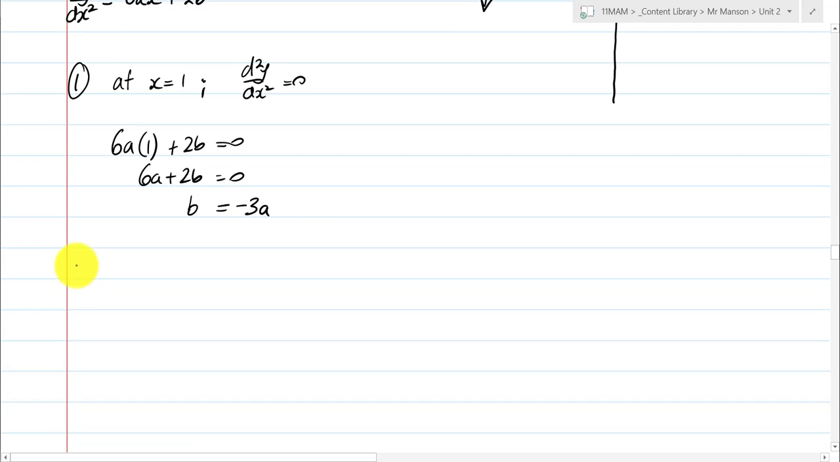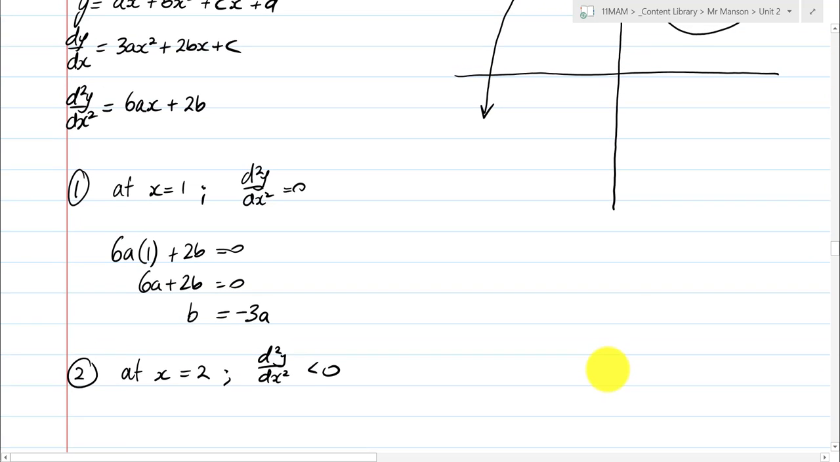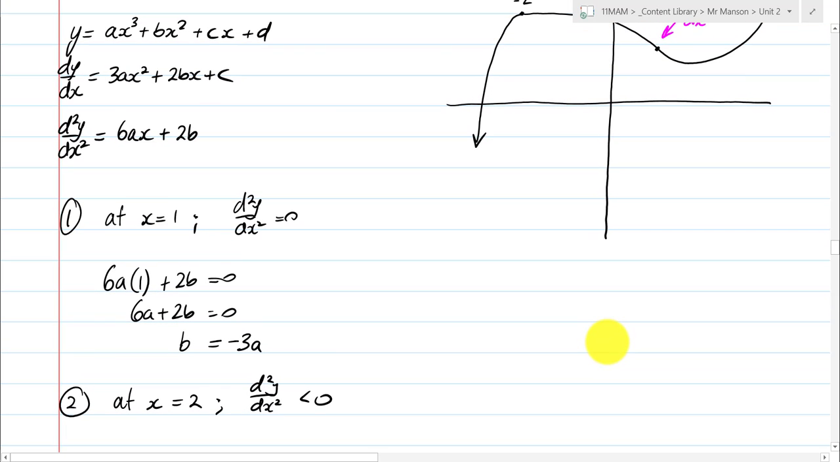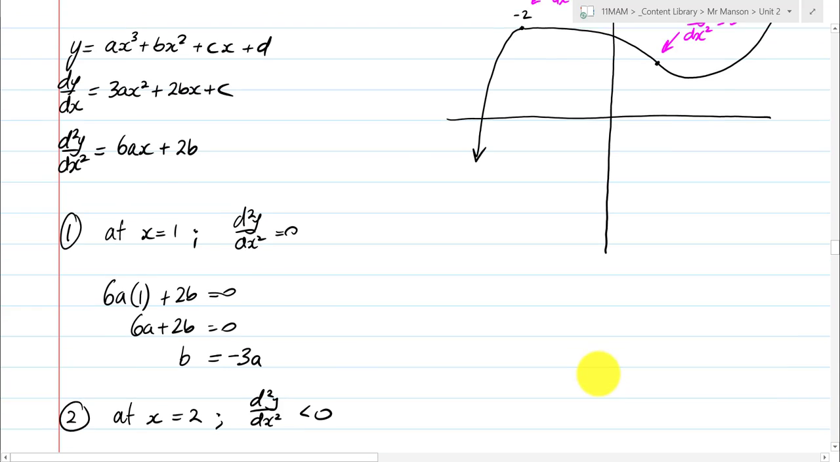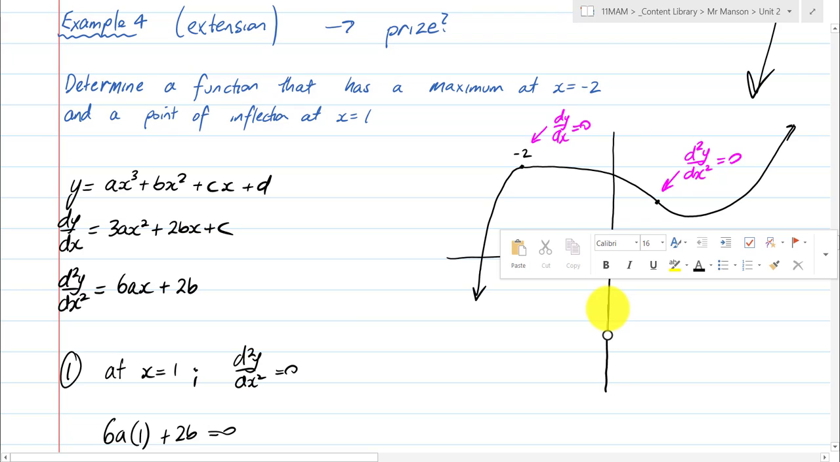My second piece of information is that at x equals 2, d squared y/dx squared is less than 0. Can anybody tell me why that is? Not you. Anybody else? Yep. It's so the rate of change is heading down. Why is that? How do we know that from the question? So it's going down. What's that shape? It's a maximum. The question says it's a maximum.